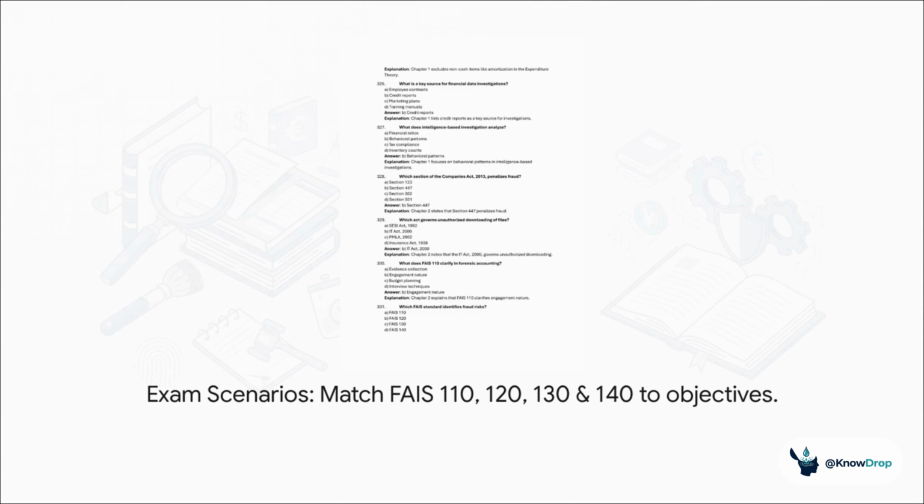The examiner will test if you can match the FAIS code to its exact objective. They might ask, which FAIS standard identifies fraud risks? Boom, you know it's FAIS 120. What does FAIS 130 ensure? Legal knowledge. They might ask what the focus of FAIS 140 is, and the answer is hypothesis formation. It's really not just about reading the standards, it's about associating that standard number with its core function instantly in your mind.